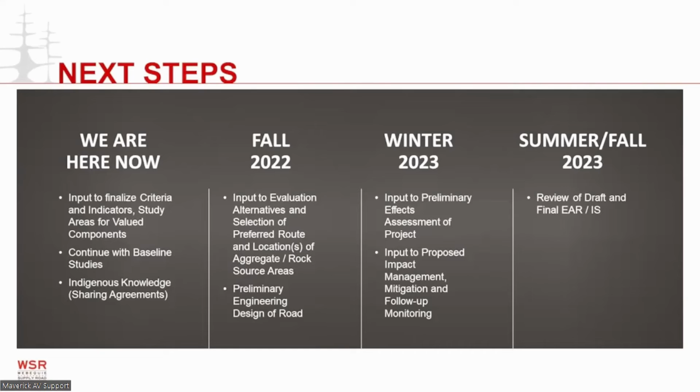Then, in winter of 2023, we'll be getting input to preliminary effects assessment of the project and input to proposed impact management, mitigation, and follow-up monitoring. And then finally, in the summer and fall of 2023, there would be a review of the draft and final environmental assessment report or impact statement, the document that goes to both the provincial and federal governments.